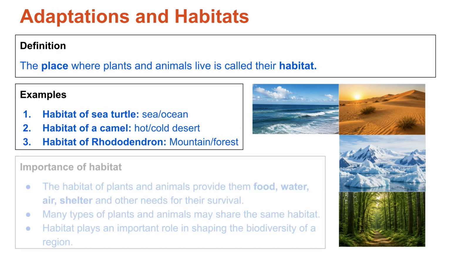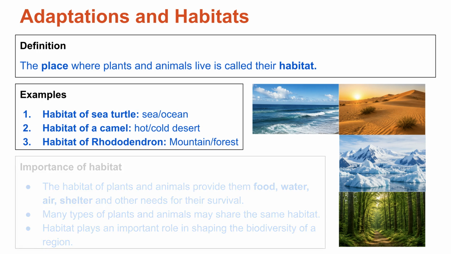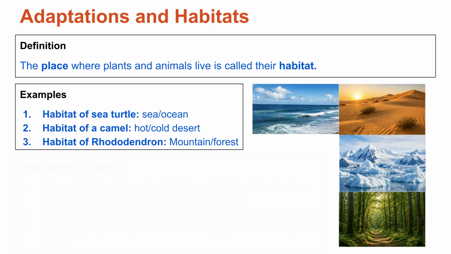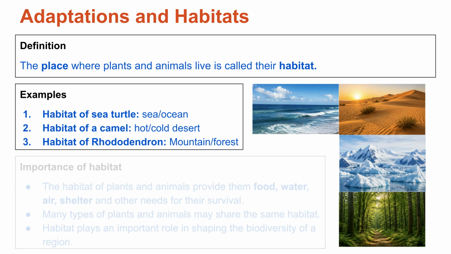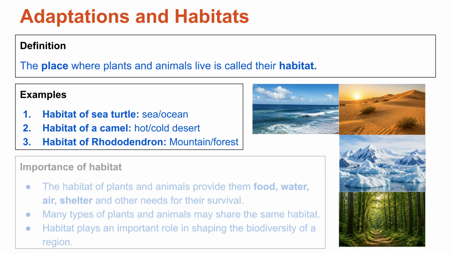As we have seen that animals and plants live in a particular region, the place where plants and animals live is called their habitat. Habitat of sea turtle is sea and ocean. Habitat of a camel is hot or cold desert. Habitat of a rhododendron is either mountain or forest. So we can see various types of habitat on this earth, whether it is ocean, desert, cold mountains, or forest area.